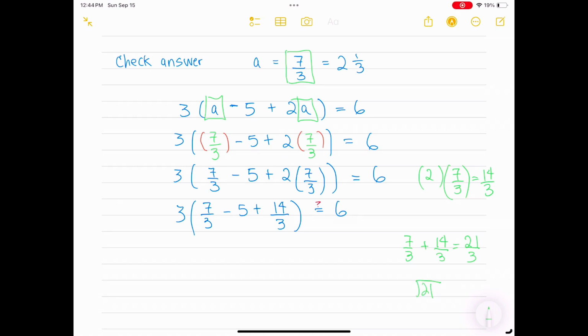So I can rewrite that into the original equation, which gives me 3 times 7 minus 5, close parentheses. Does that equal 6? 7 minus 5 equals 2. 2 times 3 does equal 6. So the solution a equals 7/3 is correct.